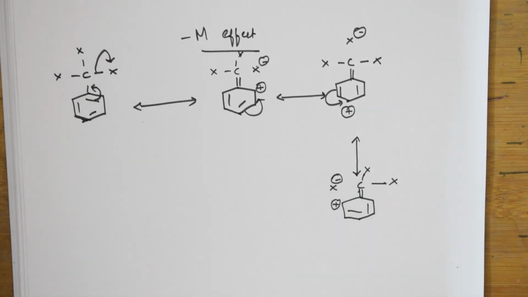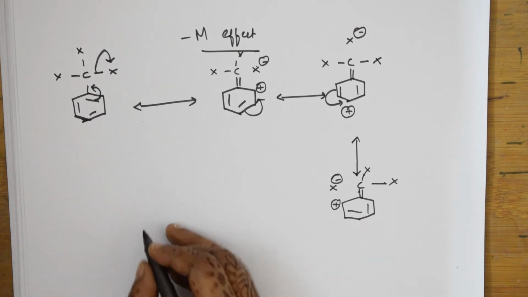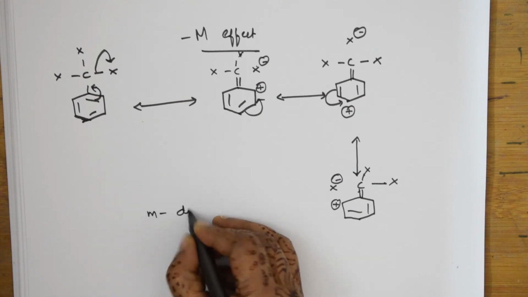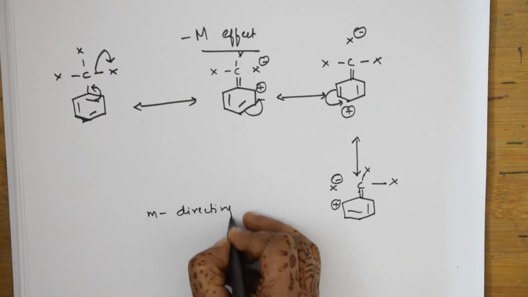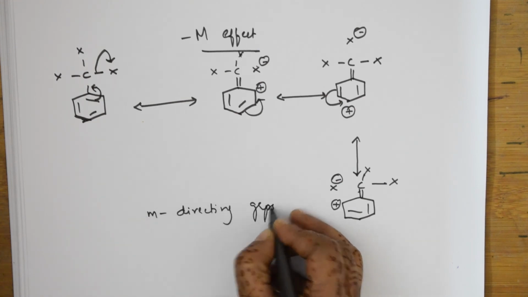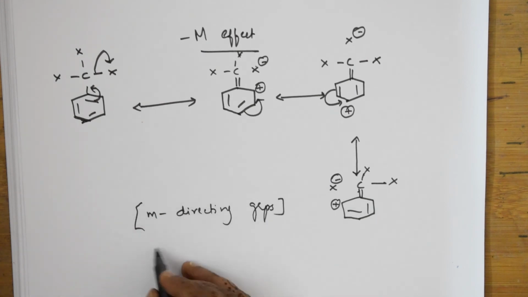When it is directing to the meta position, what will happen? At the meta position, it will destabilize the ring. Correct? Yes. So this is the concept. These are meta directing. Minus M effect means meta directing groups, which will reduce the stability.